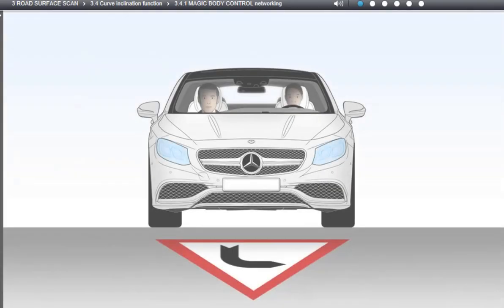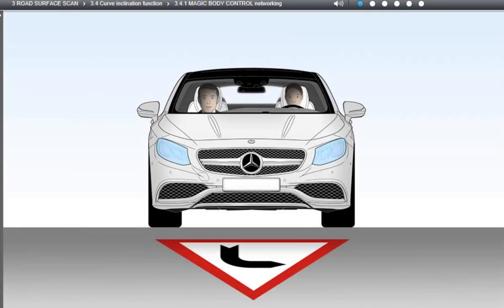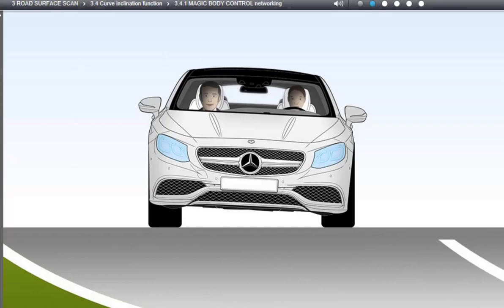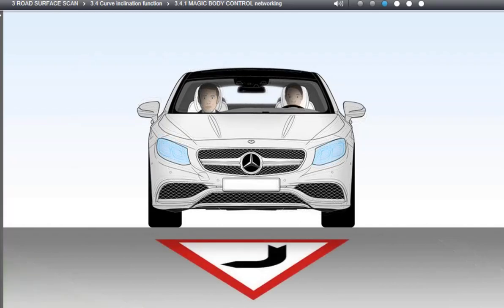The dynamic curve inclination function of Magic Body Control increases driving pleasure and comfort, especially on country roads, by reducing lateral forces acting on occupants when driving along curves. To this end, the vehicle body is automatically inclined by up to 2.65 degrees towards the inside of the curve, depending on the radius of the curve and the vehicle's speed, so that the vehicle leans into the curve. Click on the vehicle to learn how the curve inclination function is implemented.